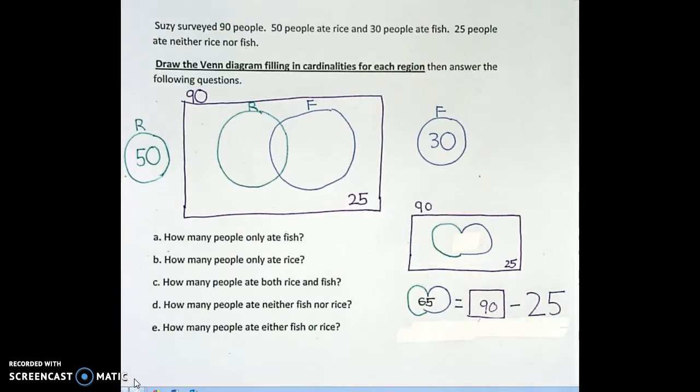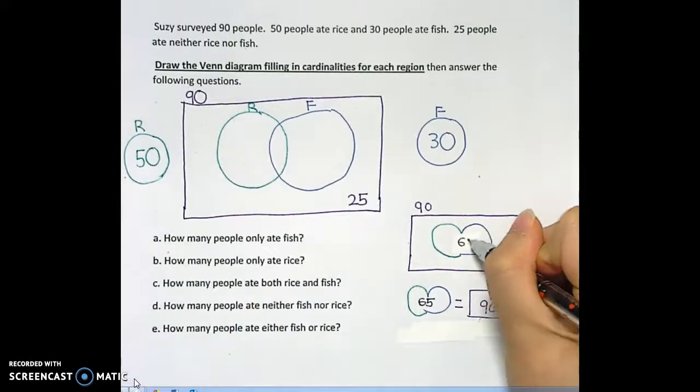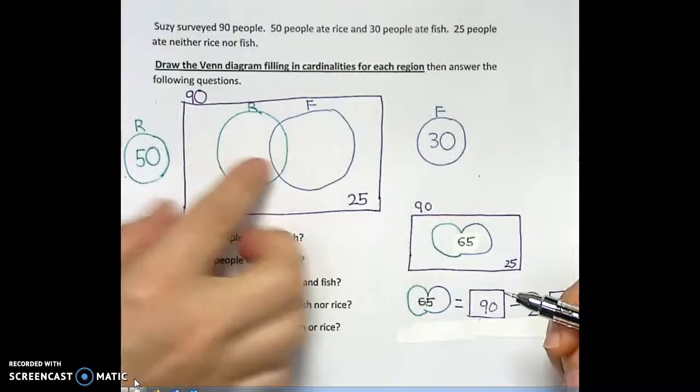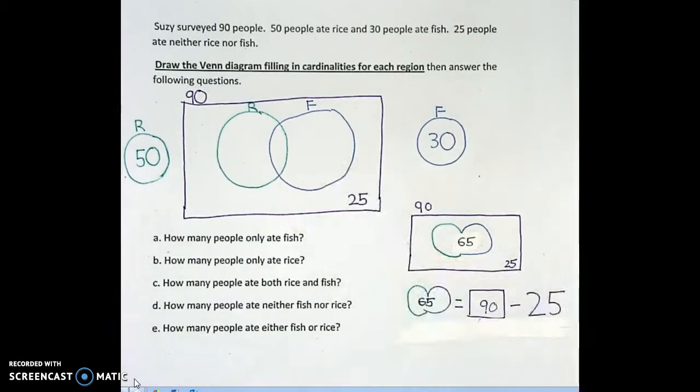And can we put it up in this one too? Okay. But then can we put it in here yet? Like does the 65 have a home here yet? Not yet, because we don't know what's in here yet. The intersection. And you can always figure stuff out in your head, but is there another way to figure out how to get that intersection?